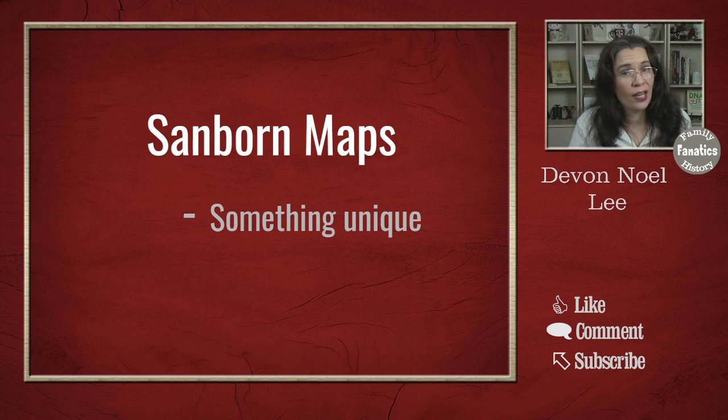Now, while the Sanborn maps are part of the Library of Congress, they are unique, particularly in the United States. They were developed to show the fire liabilities of the structures in a location. And so you can learn a lot about the buildings that your ancestors lived in. Let me show you an example.